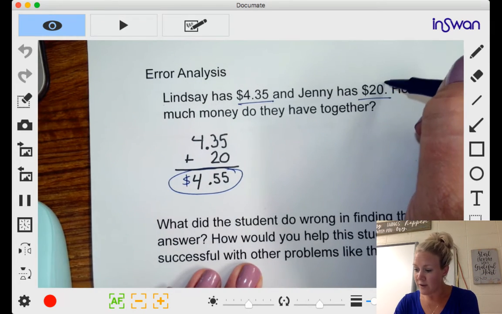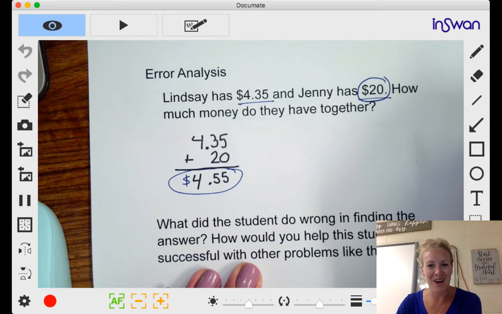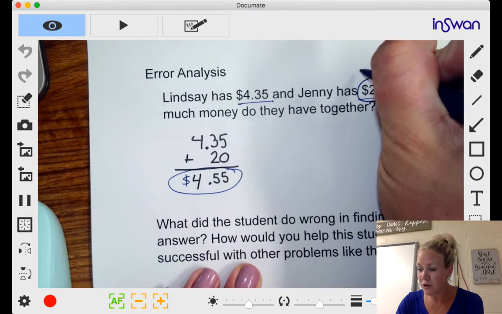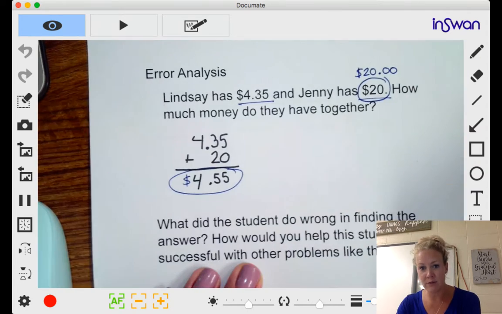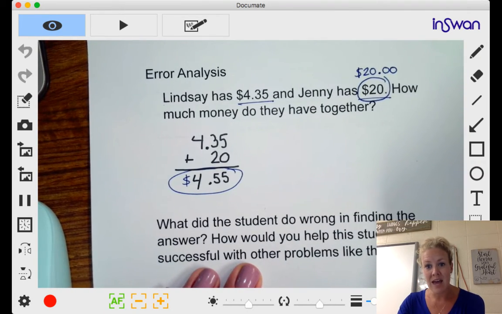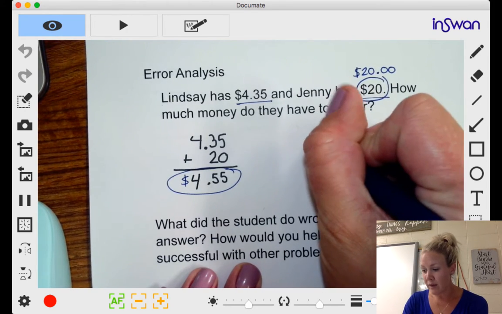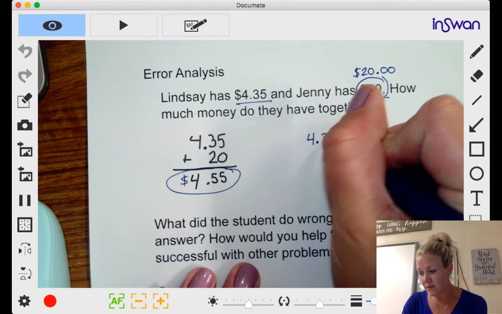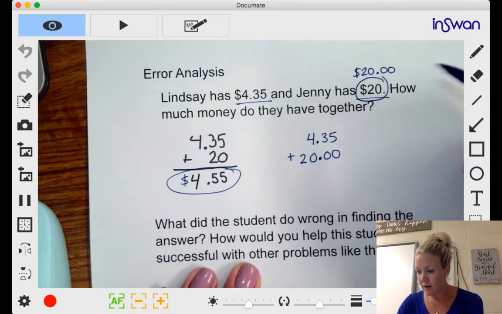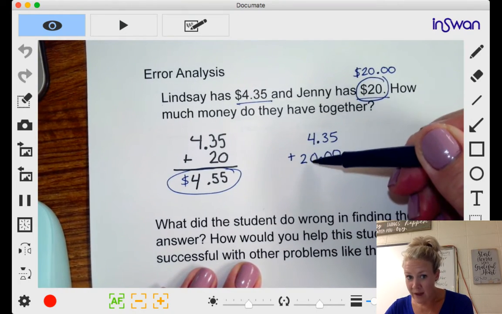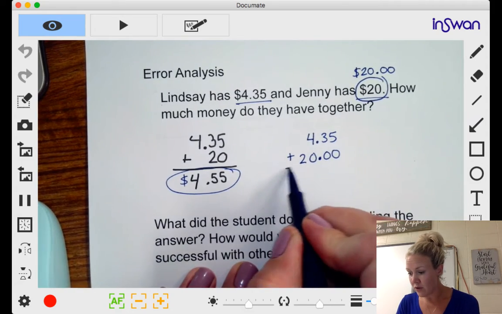The number 20 does not have a decimal on it. It has a period behind it right now, but does not have a decimal. So we should know that $20 can also be written as $20.00. Now I have a decimal, and I can actually line up the $4.35 and the $20. So notice my dollars are above each other, and then my cents are above each other.